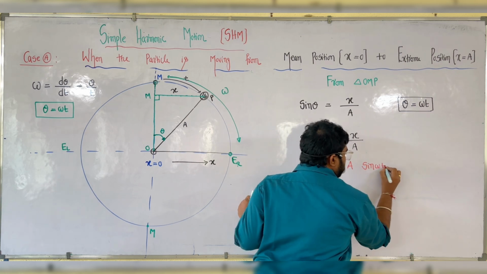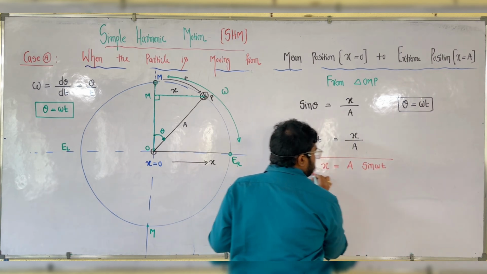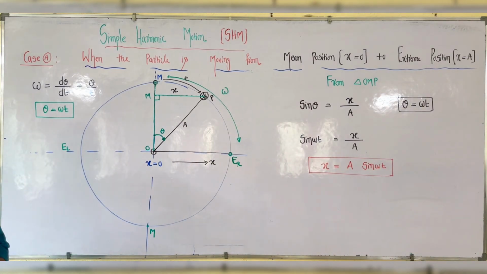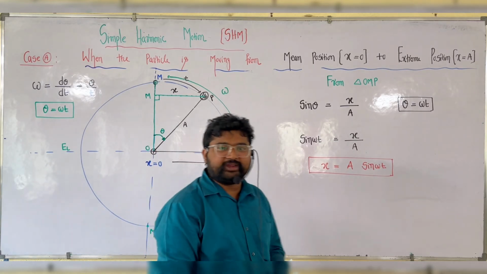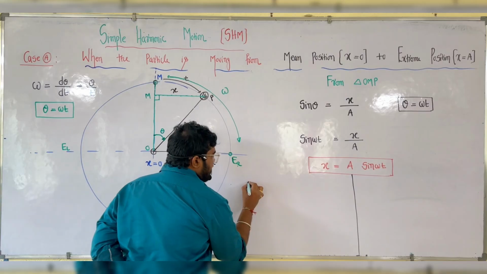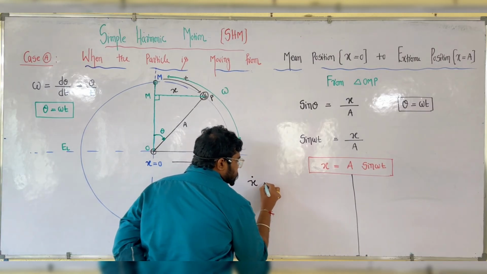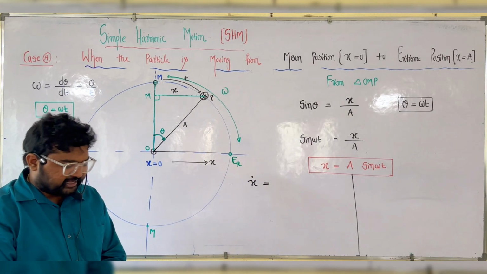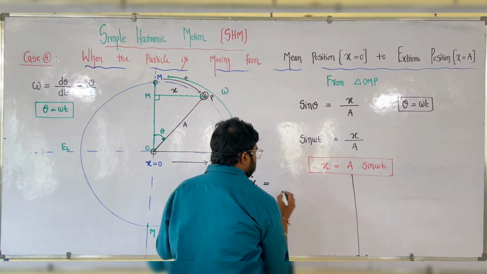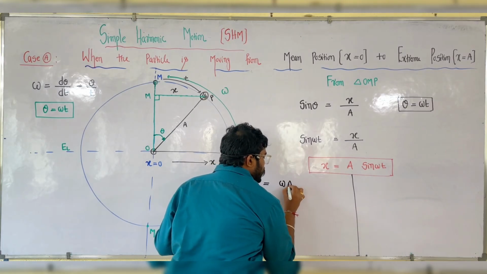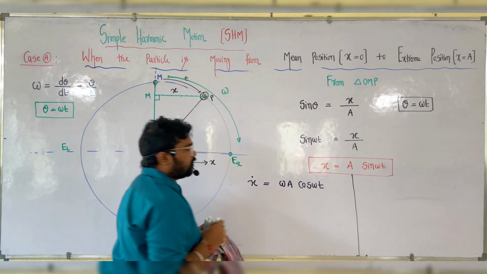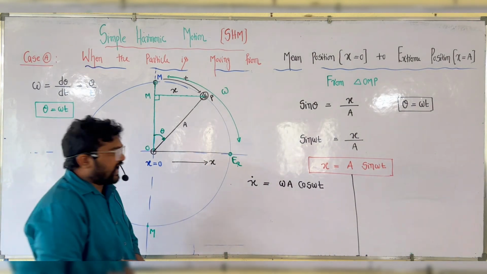We need to check whether the equation x equals A sin omega t follows SHM or not. So how to check? What is x dot, the velocity of the particle? Differentiate. What will you get? Omega A cos omega t. Again, one more differentiation.